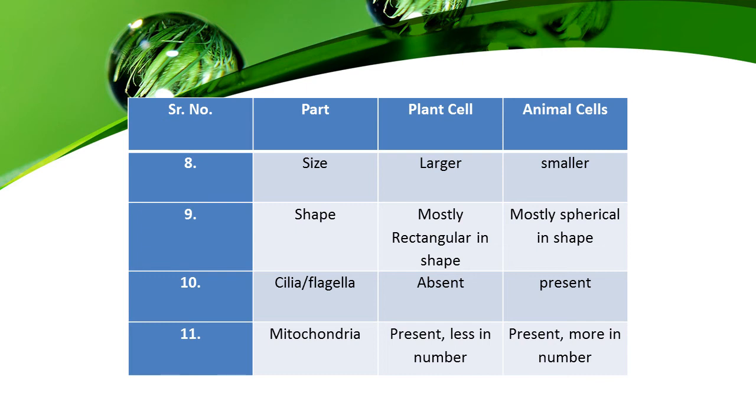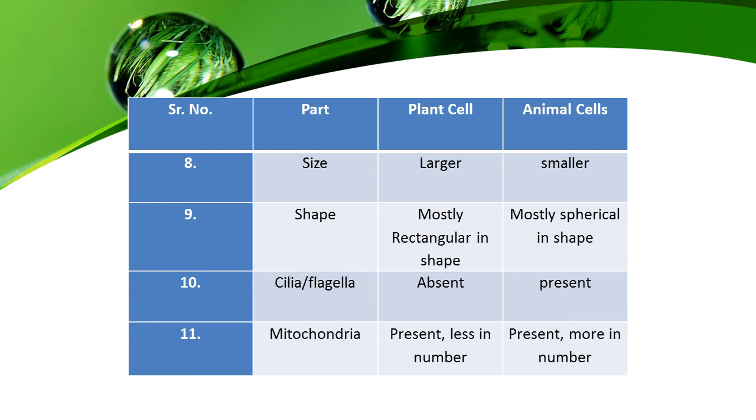But mostly plant cells are rectangular in shape, and mostly animal cells are spherical in shape, although there are many exceptions. Then next point is cilia or flagella. Let us see the meaning of these terms first. Cilia means hair-like projections that arise from the cells, and flagella means a tail-like structure which is attached to the cell or which arises from the cell.